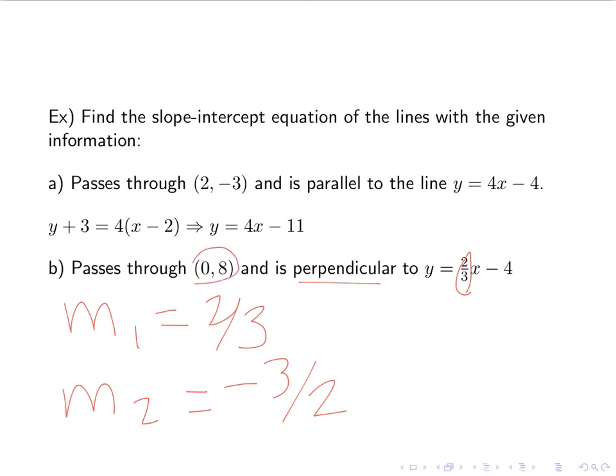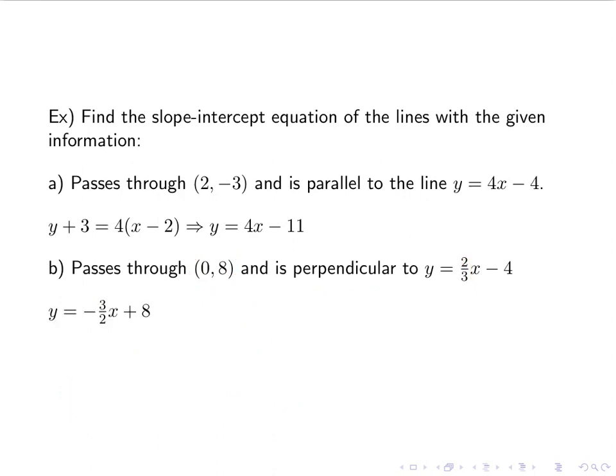I am also given the y-intercept. Remember that (0, comma something). So I can put it directly into slope-intercept form. y equals negative 3 over 2 x plus 8.